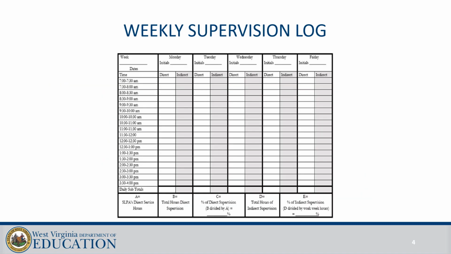In order to assist you in making those important calculations, we have created the weekly Direct Indirect Supervision Log, with a shortened name, Weekly Supervision Log, used throughout this module. We ask that you maintain this documentation as proof of your determination of the percentages that are listed on the verification report.